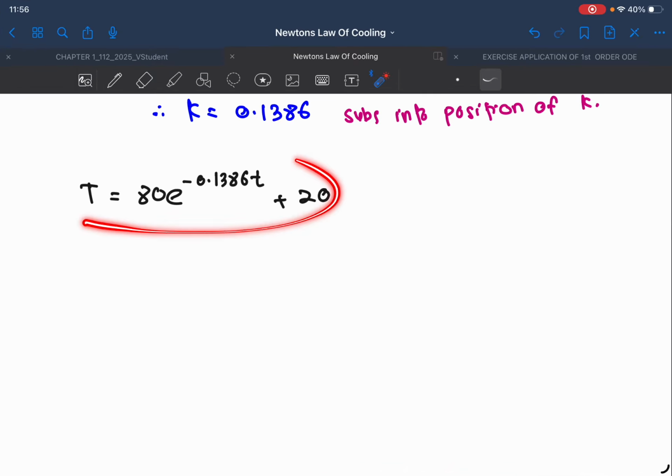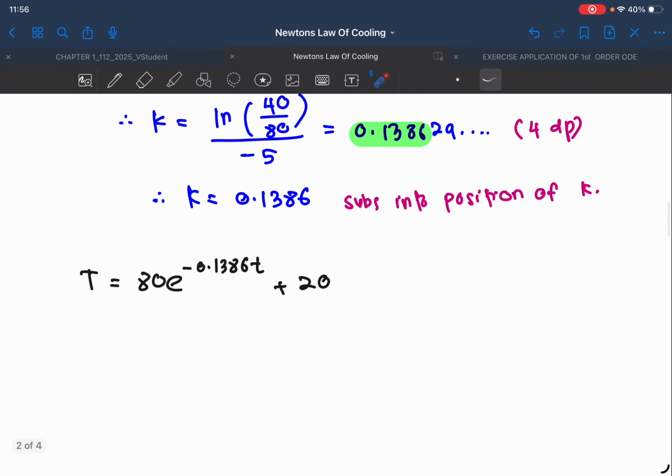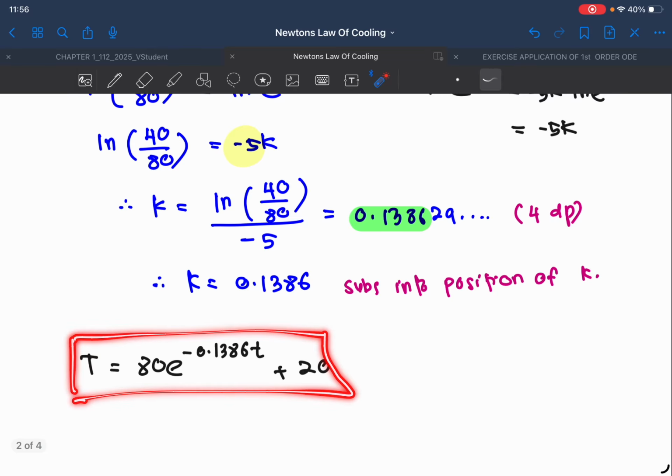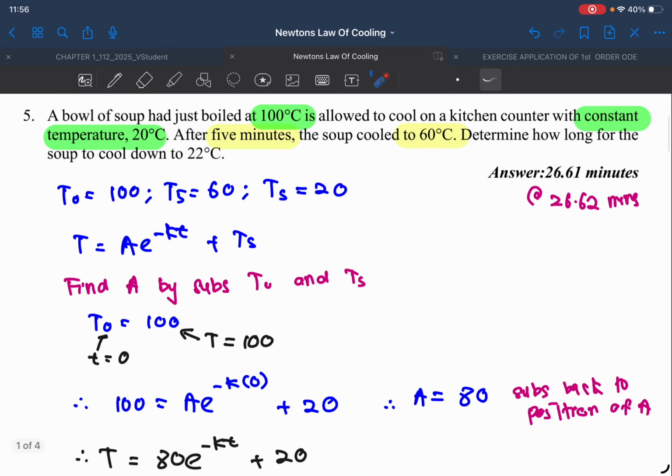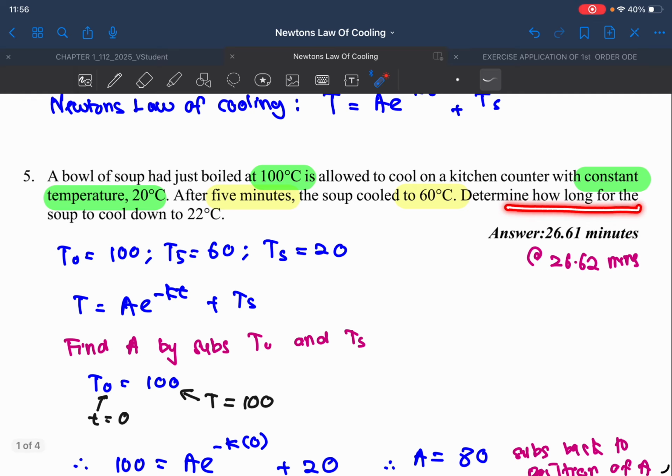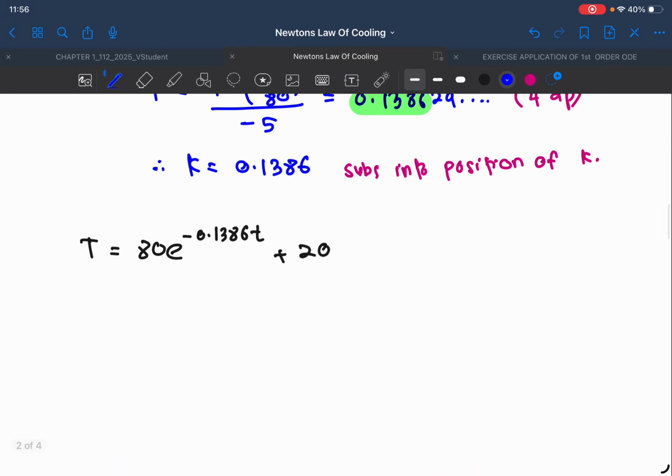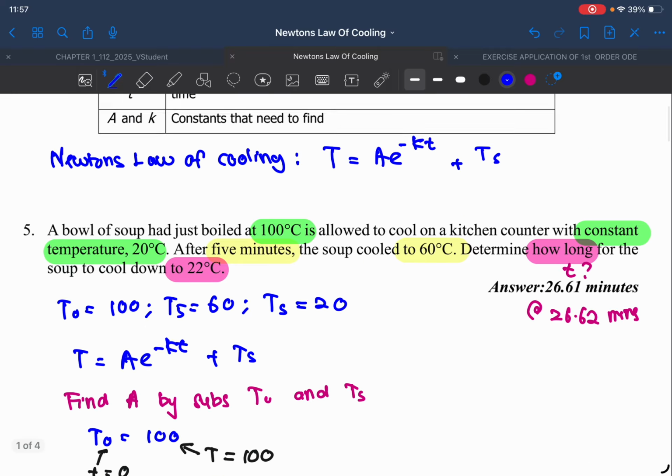From this formula, now we will use it in order to answer the question: determine how long for the soup to cool down to 22. How long means you have to find what is your t, whereby your soup temperature is 22. So what is t when our temperature is 22 Celsius?